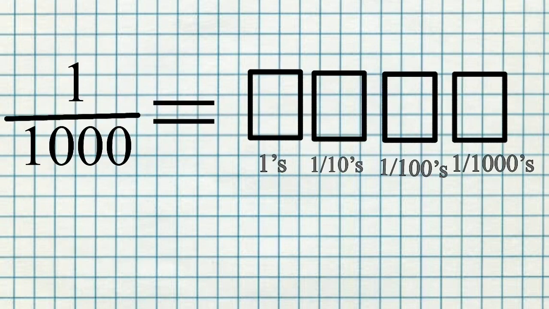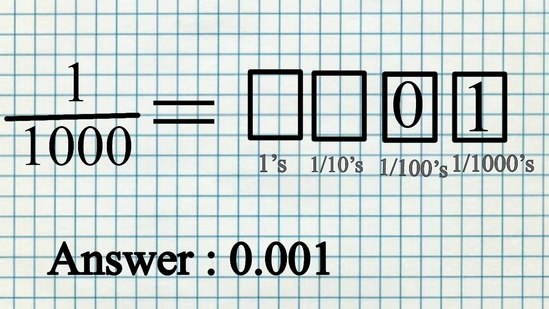Now we will divide 1 by 1000. Then 1 will be kept in the room of the 1000th. 0 will be kept in the rooms of the 10th and 100th. Then the answer will be 0.001.